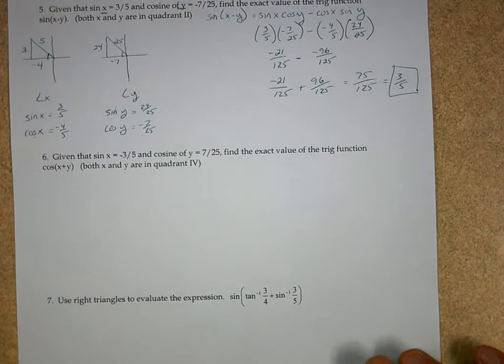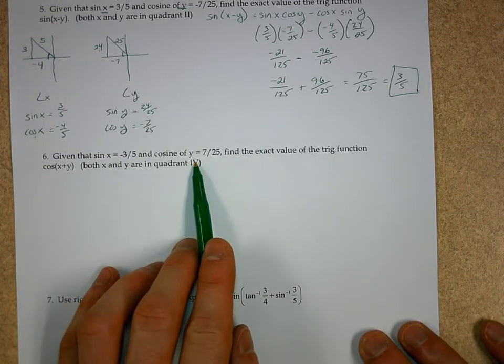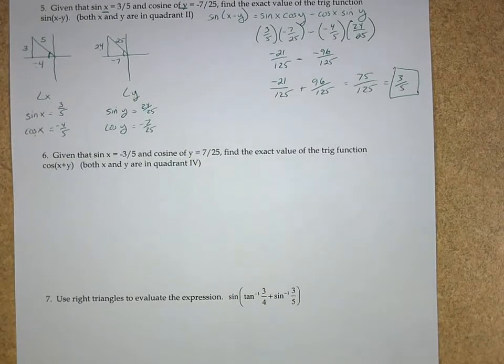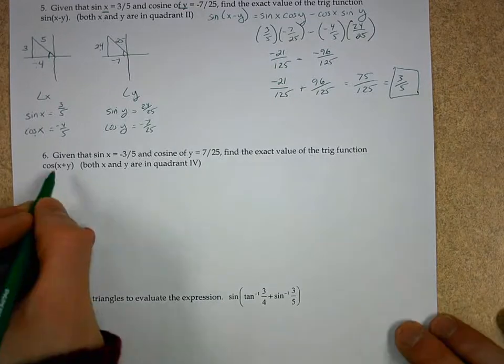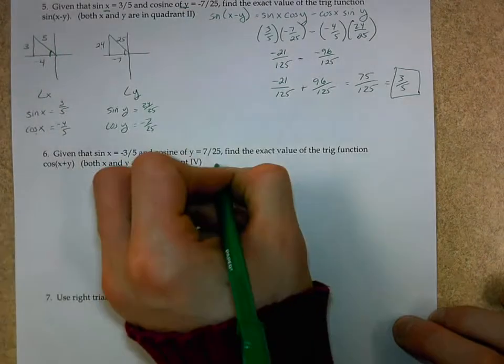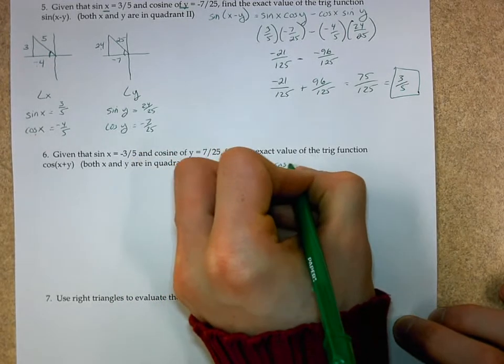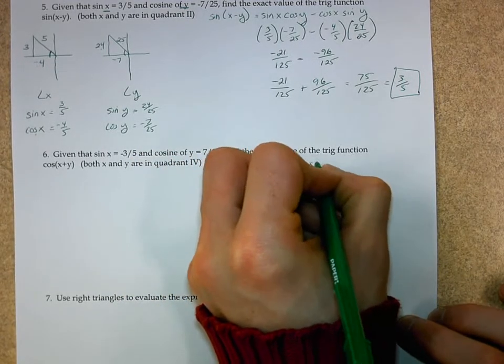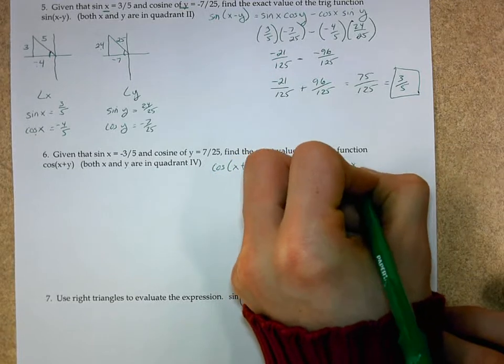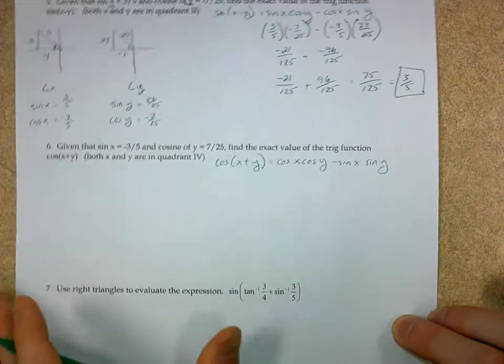Same thing with question number 6 here. I'm giving you sine of x and cosine of y. And this time both x and y are in quadrant 4. I want the cosine of x plus y. So cosine of x plus y is the cosine of x, cosine of y, minus sine x, sine y.